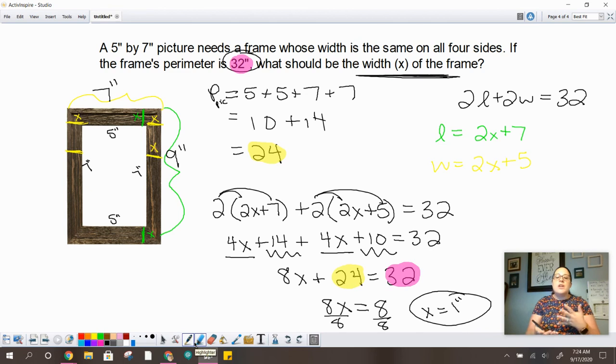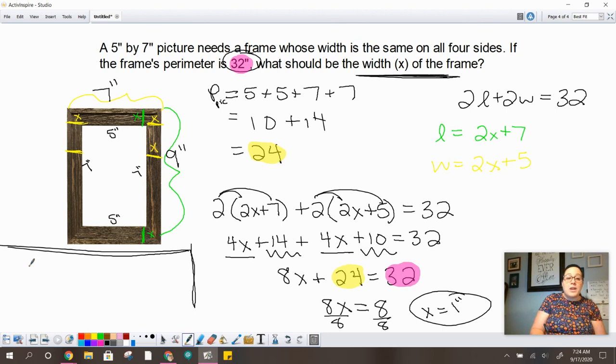Okay, so what you could really do is make this into just a two-step problem. And you could take, originally, I'm going to put it over here. So you can start by taking 32 minus the perimeter of the picture, which is 24, to get 8. Okay, and then for every single problem with a picture frame, you are always dividing by 8. No matter what the numbers are, once you do your subtraction, you are always dividing by 8. Okay, because there are 8 different width pieces.